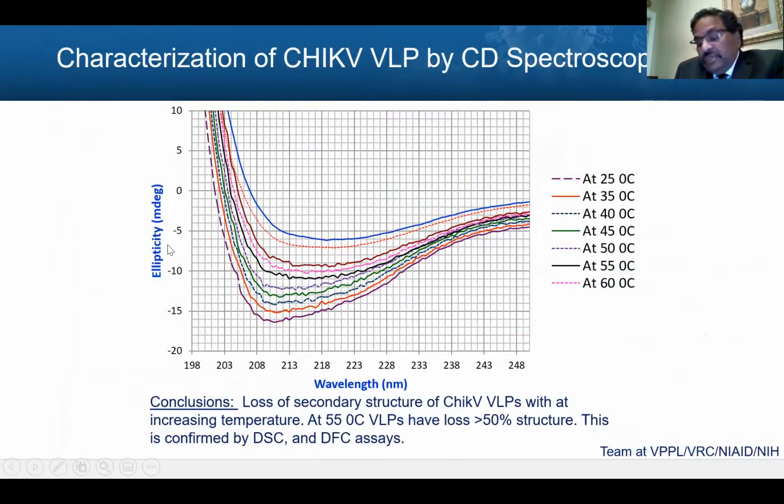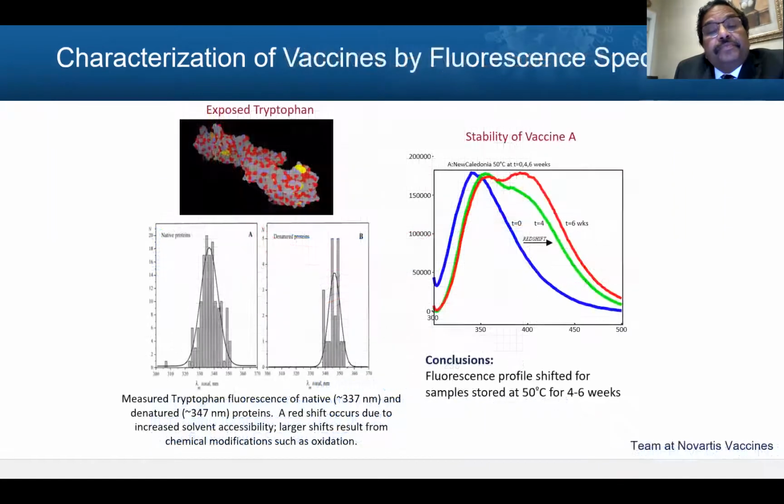Here is the example for chikungunya vaccine. In this vaccine, it was treated from 25 degrees to 60 degrees. And here you will see that we are losing the elasticity with the increase in the heating temperature. By the time we reach about 55, the secondary structure is gone. So once again, it could be used for post-degradation study. It can also be used for the real-time study, and for the accelerated study. The method has a high potential.